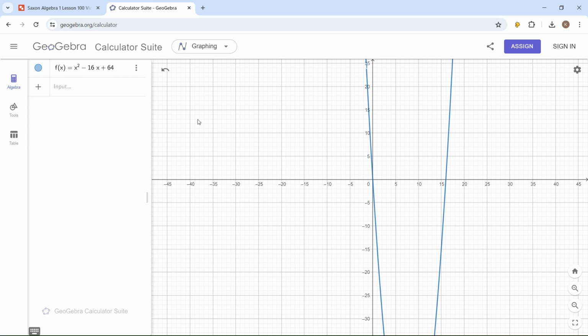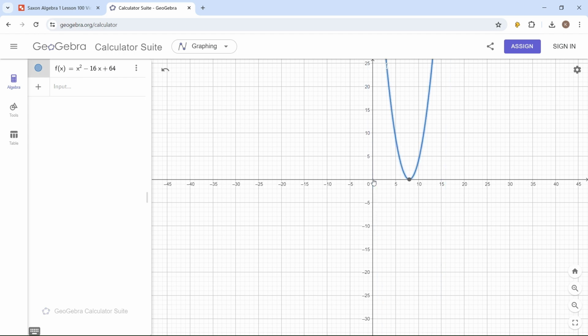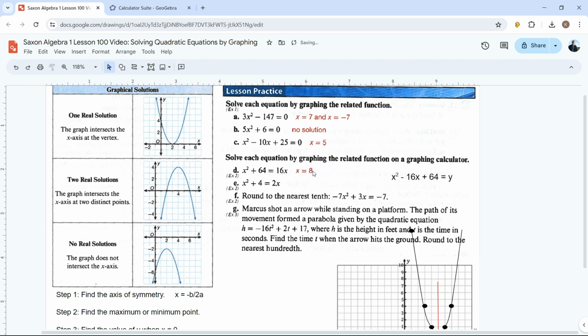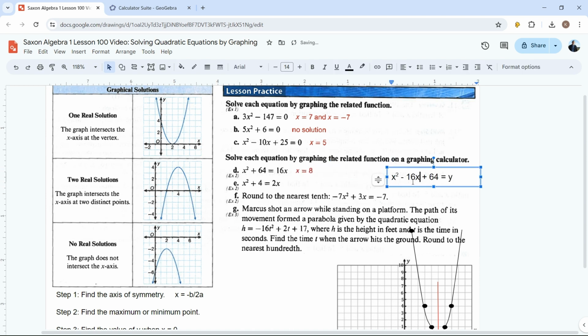All right, what are my zeros for this one? Well, I see I have a, actually, hold on. I needed to shift. There we go. I only have 1 zero. Looks like it's at the point 8, 0. So let's see if 8 is the only solution for this first one. And the answer is x equals 8. Okay? All I did was I graphed it, and then I looked for where it crossed the x-axis.